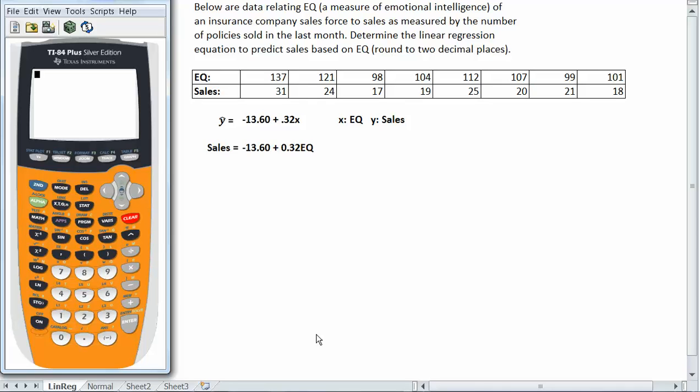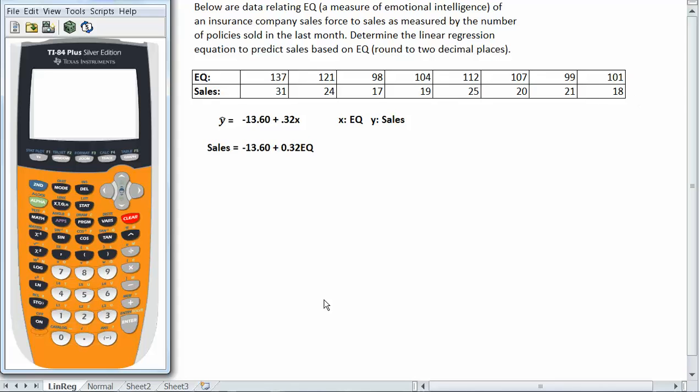This video will show how to use the TI84 calculator to compute a linear regression equation. I will use this example here. Below are data relating EQ, a measure of emotional intelligence, of an insurance company's sales force to sales as measured by the number of policies sold in the last month. Determine the linear regression equation to predict sales based on EQ, and we're going to round it to 2 decimal places. So here's the data list.